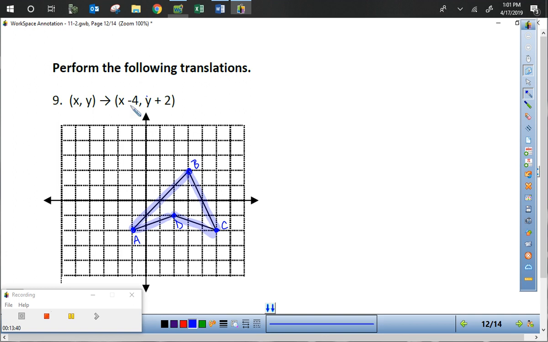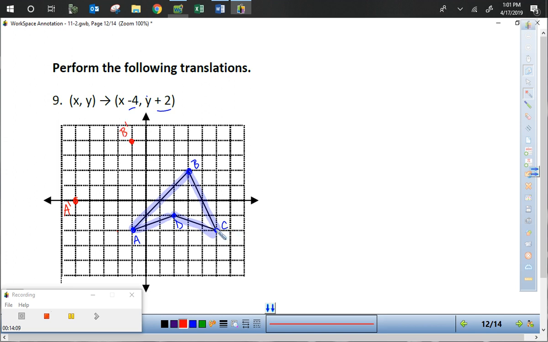And from there, we're following this rule. It says minus 4, since that's with x, that means to the left 4. Okay, so from A is where we're starting. 1, 2, 3, 4 to the left. Then it says plus 2, so 1, 2 up. That's A prime. Same thing with B. We're going 4 to the left and 2 up. B prime.